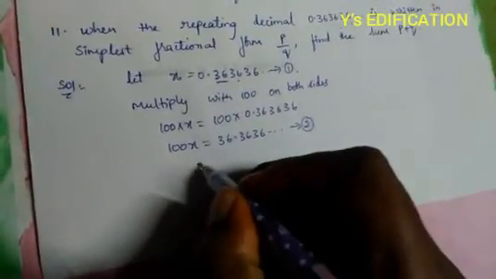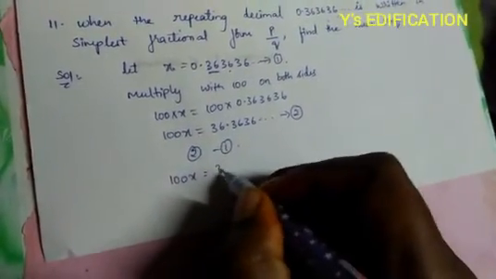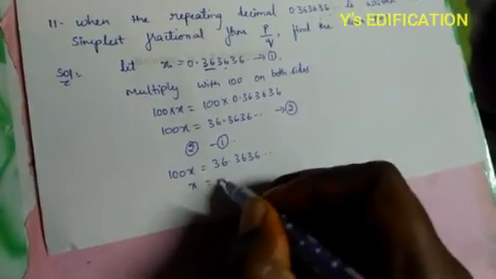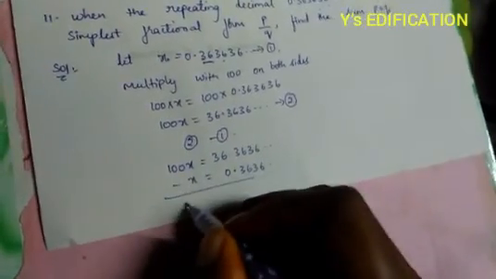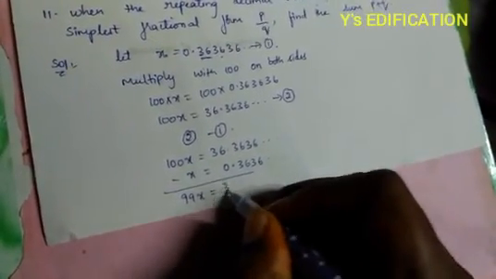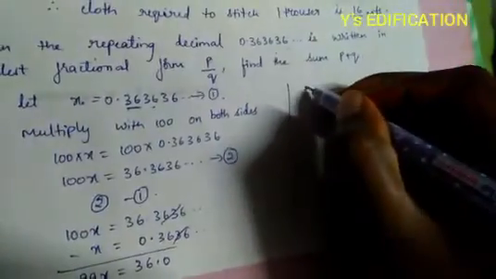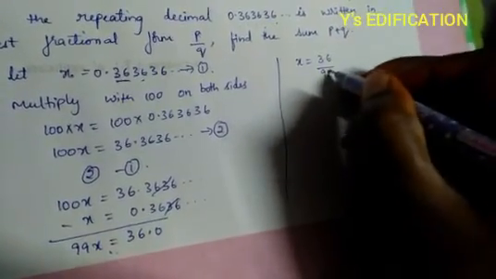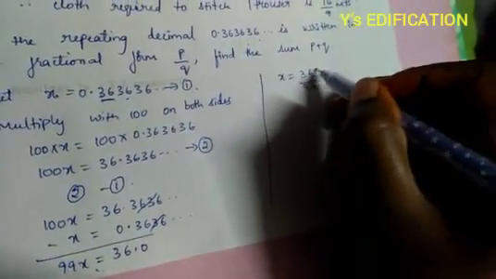So what we have to do next? Equation 2 minus equation 1. 100x is equal to 36.3636, and equation 1 is x equal to 0.3636. Subtracting, 99x is equal to 36.0. We want the x value here, so x is equal to 36 by 99. Now cancellation with the 3 table.